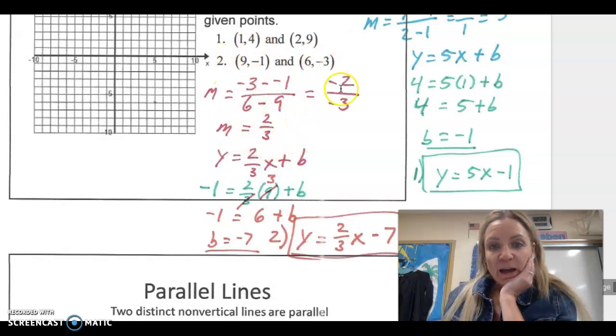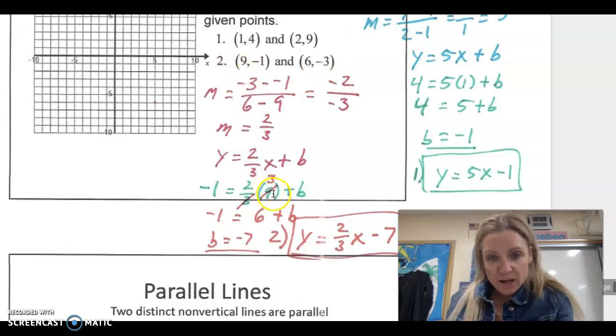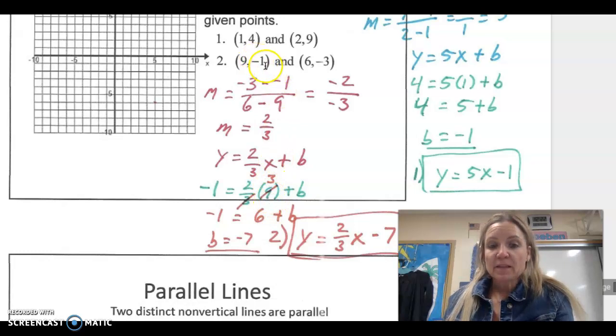And then we can pick either of these 2 points to plug in. I'm going to plug in the 9 for x right there. And I'm going to plug in the negative 1 for y right there. And then I can simplify a little because 3 goes into 9 3 times, right? So 2 times 3 is 6. Subtract 6 from both sides, you get negative 7.